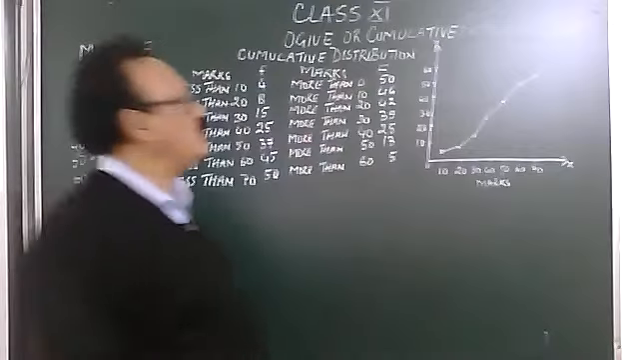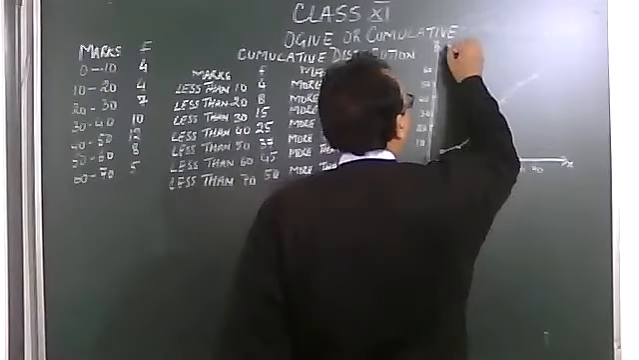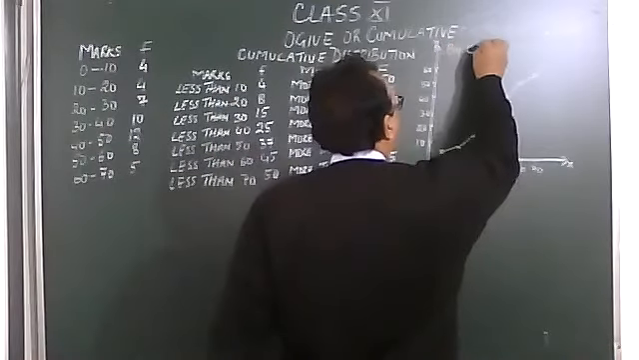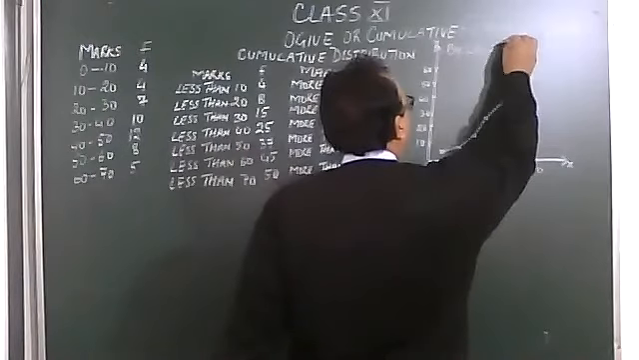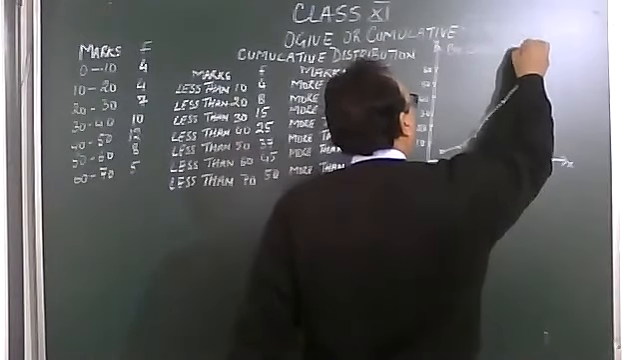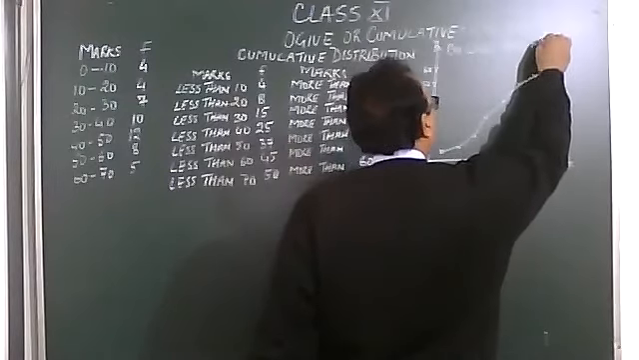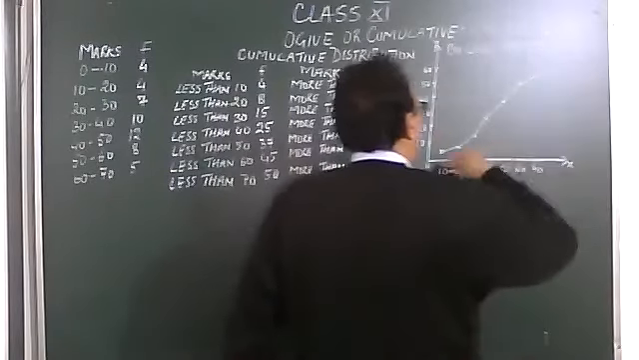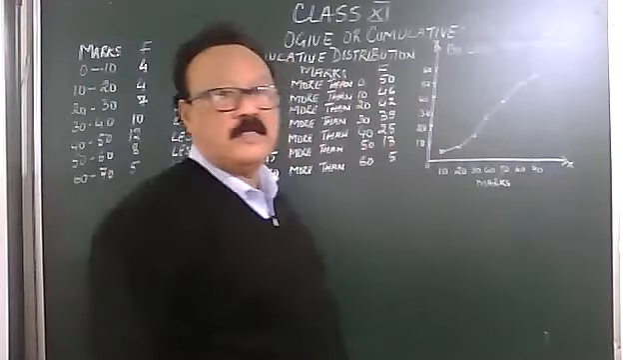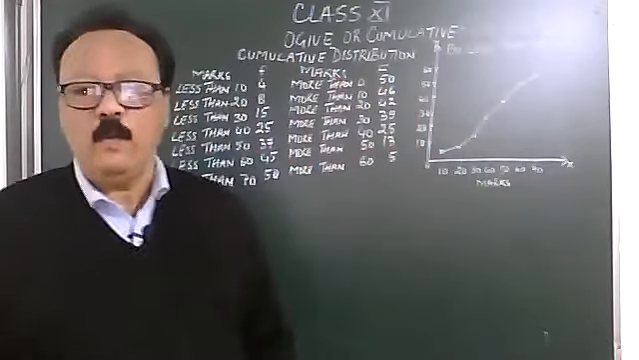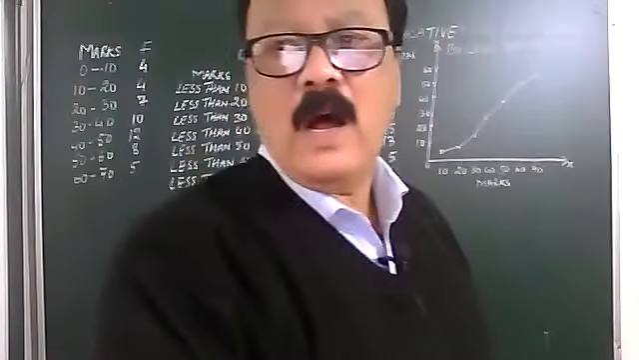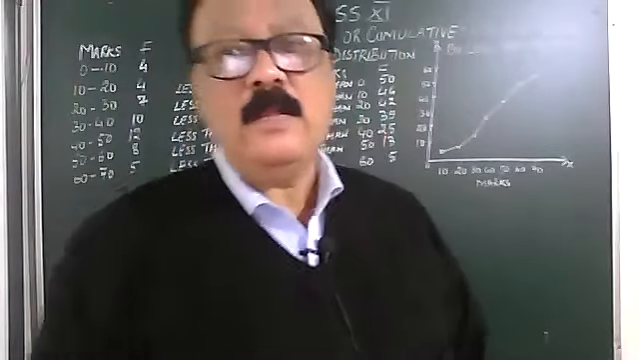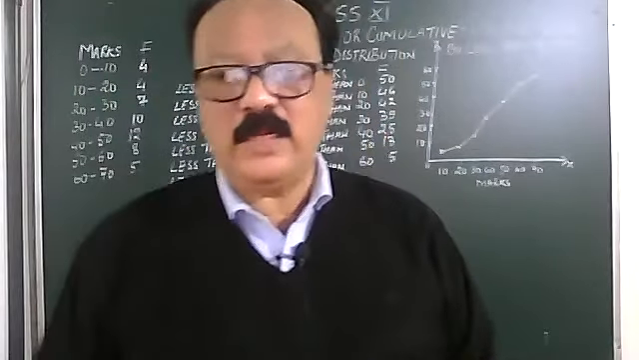This is by the less than method. You can write here by less than method. We get an upward rising curve when we are doing the less than method.